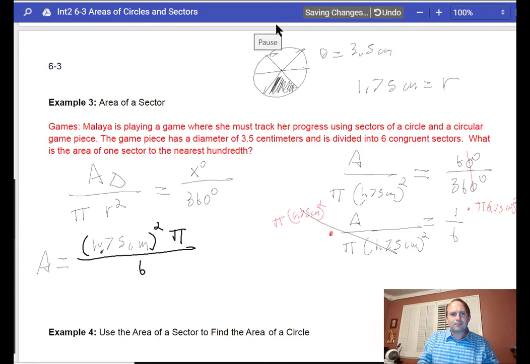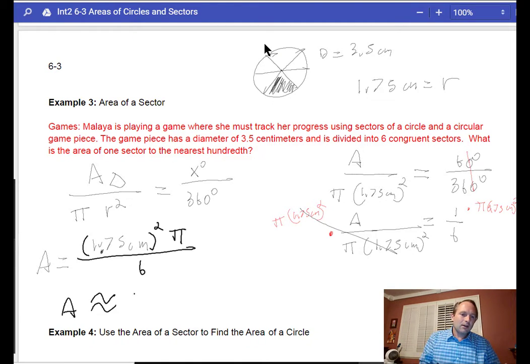All right. So if I do all that and I use my calculator and multiply these 3 things on top, 1.75 times 1.75 times pi, and then divide it by 6, I should get around, the area is going to be around 1.6 centimeters squared. All right, last one.